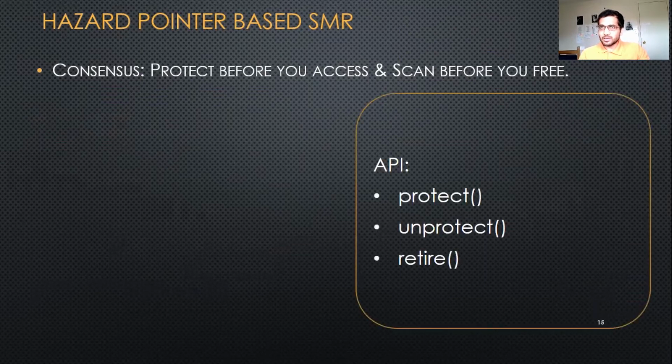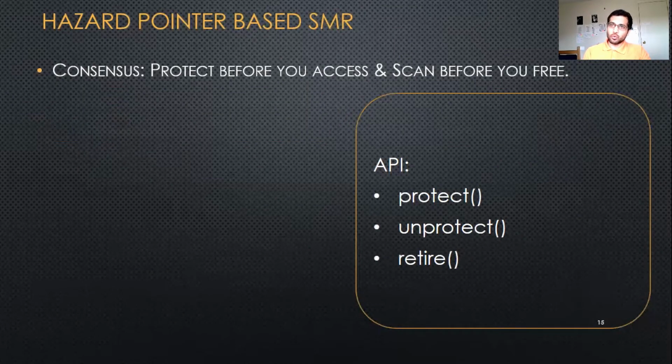So the API for hazard pointers is simple. It just requires you to invoke protect on a record or a node which you want to access. And then when you are done accessing the node in an operation, you call an unprotect function, and you use retire to transition nodes from reachable to unlinked and then send them to the SMR to decide when it is safe to free.